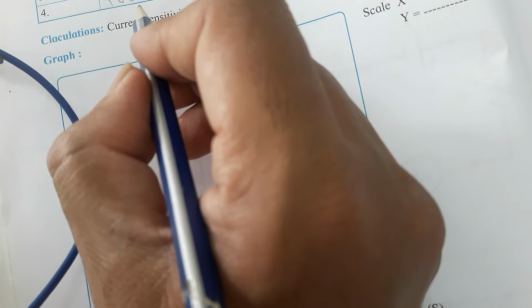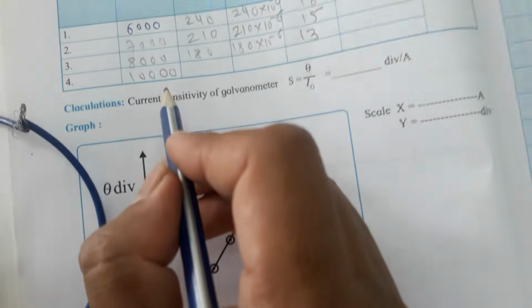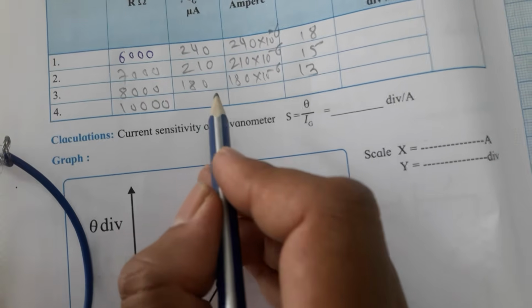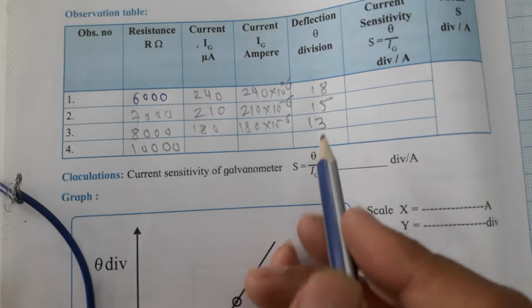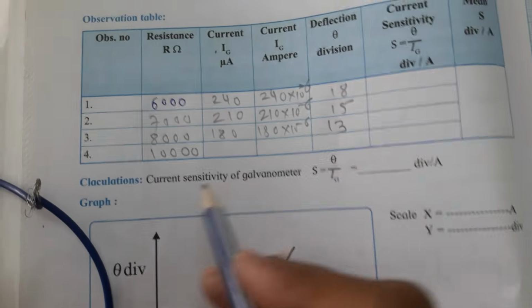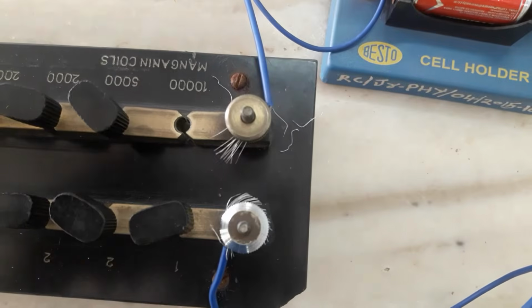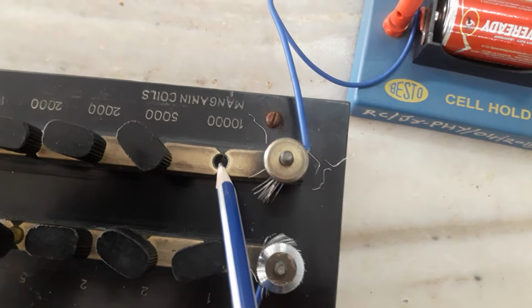Now we will go for the final reading for 10,000, right? For 180 microampere to ampere, 10 raised to minus 6, division we have 13. Now we will go for 10,000. For 10,000 we will take the key. So directly we took a value of 10,000 from here.